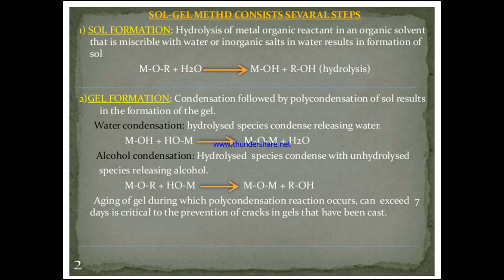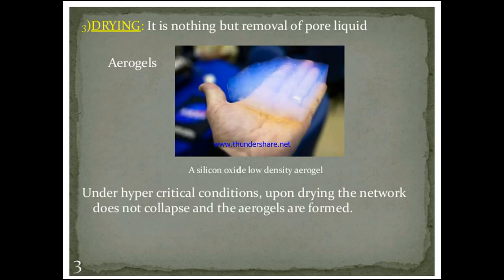The gel formation takes place by continuous aging. By the continuous aging, we can go for the removal of the alcohol. Drying is nothing but extracting the material. The aerogel formation takes place when we go with supercritical heating. By supercritical heating, we get the pure material, that is the aerogel. Aerogel, the silicon oxide, is a low density aerogel. So this is an aerogel material.